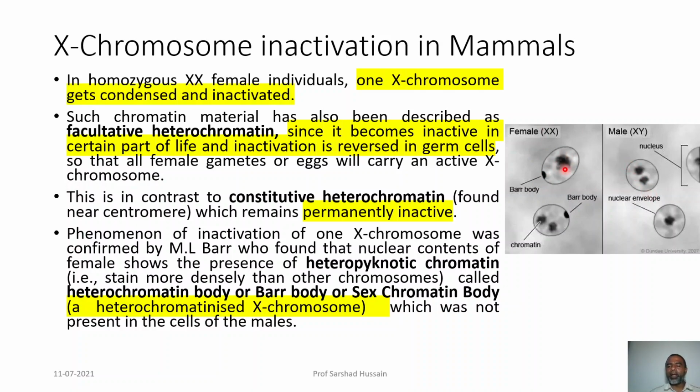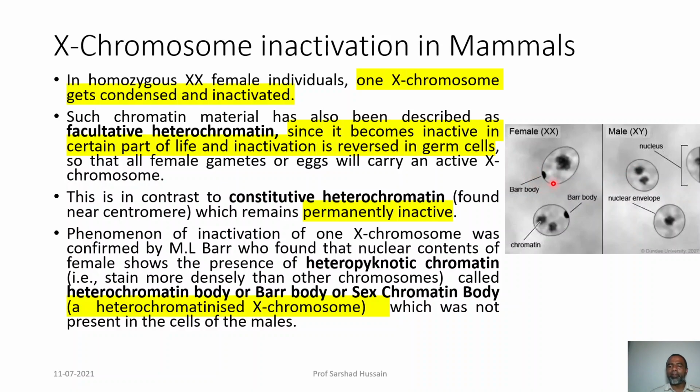This light stained body is also heterochromatin, the chromatin, the DNA. This is also DNA, but this is darkly stained because it is highly condensed and it is inactivated. So, basically this represents one of the inactivated X chromosomes in females, because males have only one X chromosome that is not inactivated. So, that is why the dark body is not present in the male nucleus.